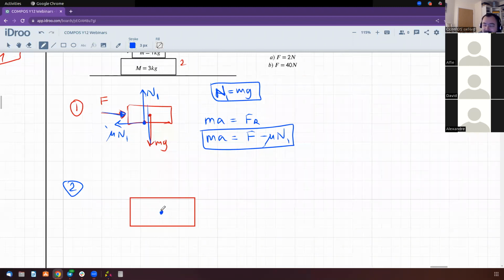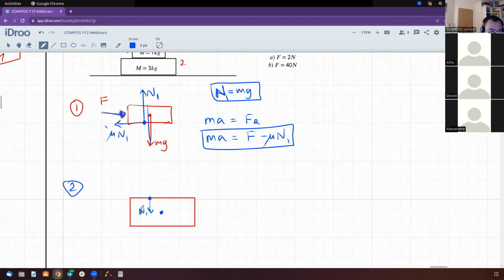N1. Okay. Very good. Where is N1? Where is it applied? Friction of surface and friction block. Okay, so N1, what is the direction of N1? Very good.